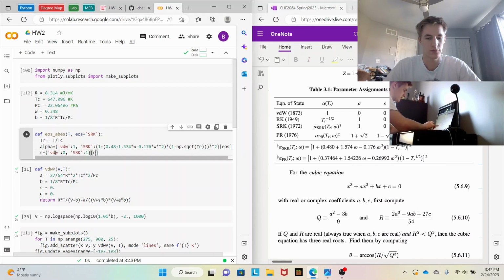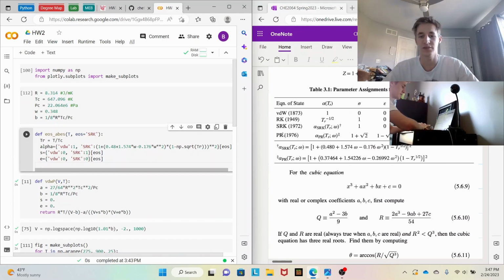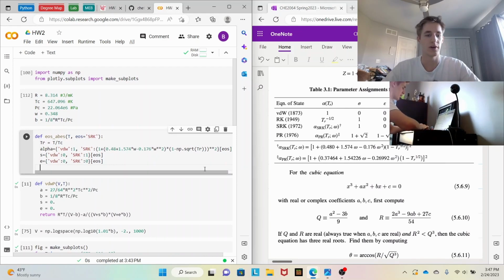And EOS. All right, so now I'm just going to copy this. It'll make it a little bit faster. All right, so we have epsilon. For epsilon, both of these are 0. I'm still going to leave it in because if we implement this PR equation of state down here, then we can just add that on. It's a lot easier to implement more equations of state later on.